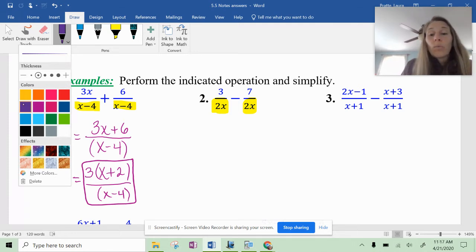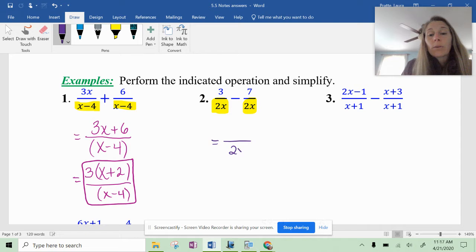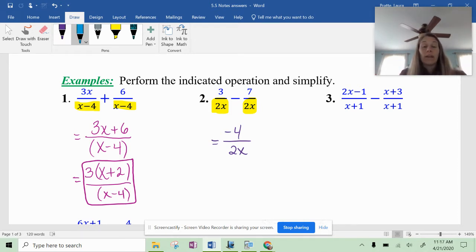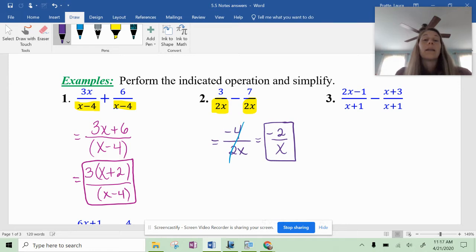So now I'm just going to write 2x on the bottom. And then 3 minus 7, these are both like terms, so I can actually do that calculation, 3 minus 7, which would be -4. Now, this is an example of where I have 2 monomials here, so I can cancel parts of it if it simplifies. So like 4 over 2 is going to simplify to -2 over 1, and then I still have that x there. So my final answer would be -2 over x.